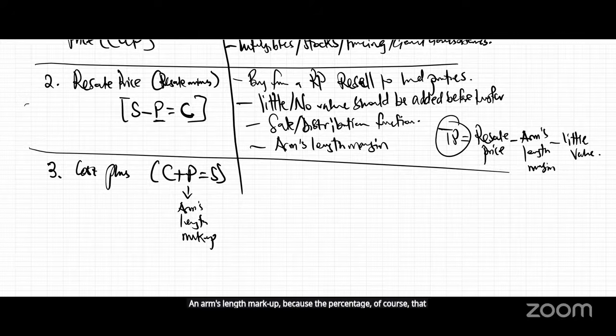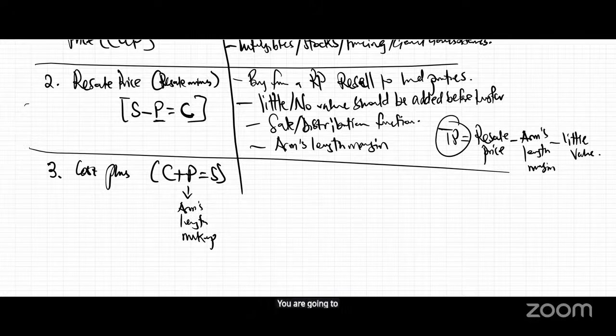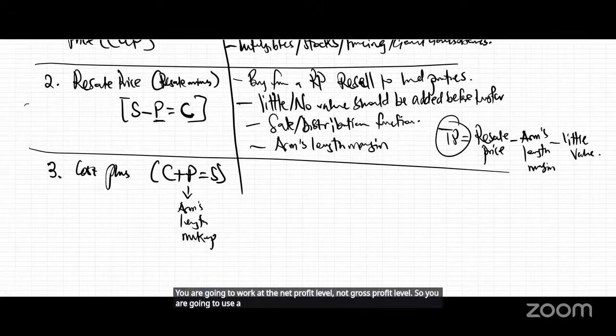That's the difference. Whatever you use resale price and cost plus for, you can use the transactional net margin method for the same thing. The only difference is that with the transactional net margin method, you work at the net profit level, not the gross profit level. So you use a net markup if it's involved in manufacturing or services, and a net margin if it is doing resale.